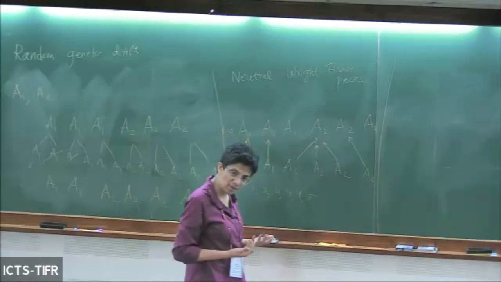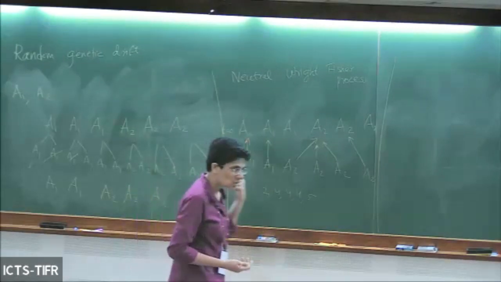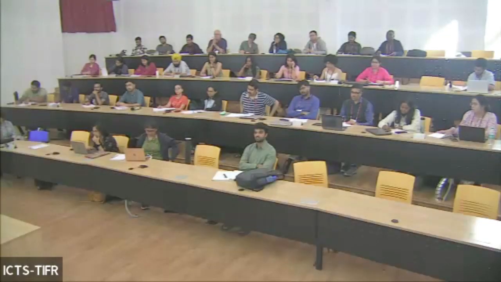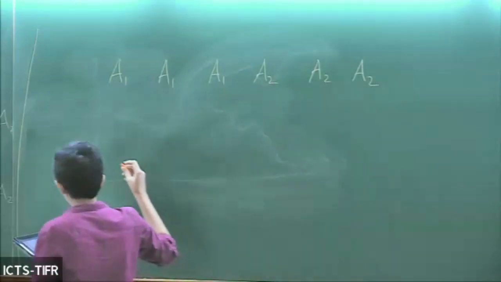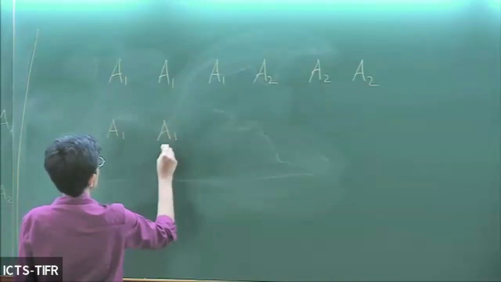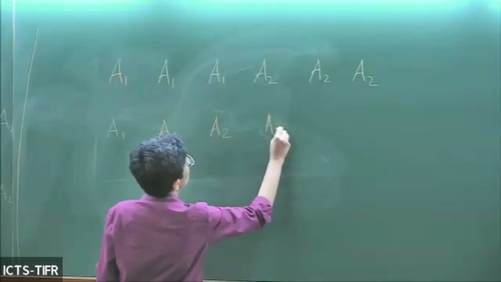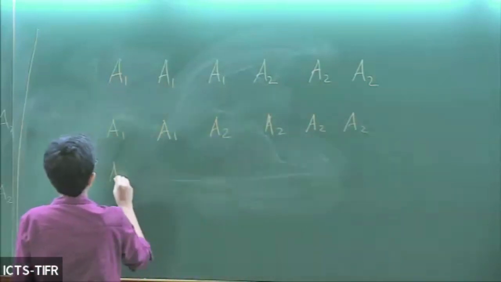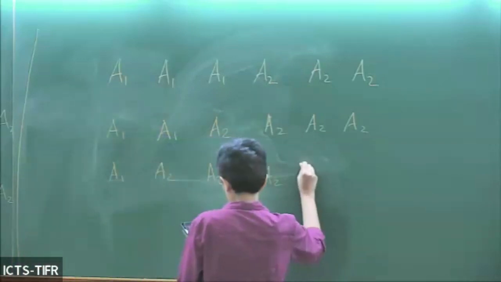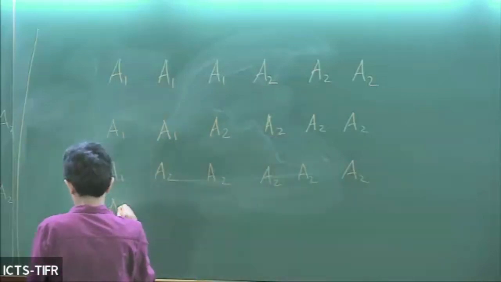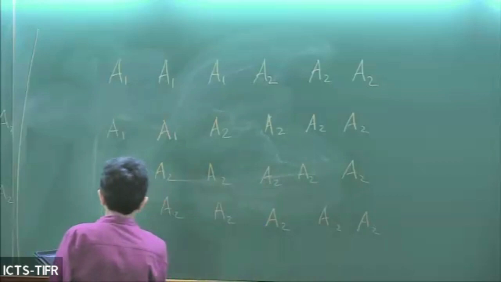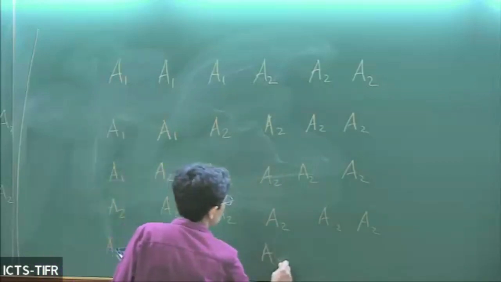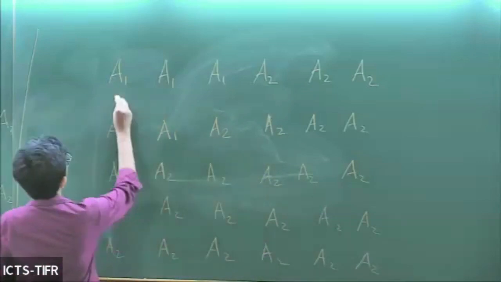So we keep doing this, and it's possible that either we will wind up with all A1s or all A2s. So let me draw one such stochastic trajectory for you, because I want to make a point. Just be patient. Let me draw it. And I'm going to draw the full genealogy. Okay, now I need to draw the arrows.